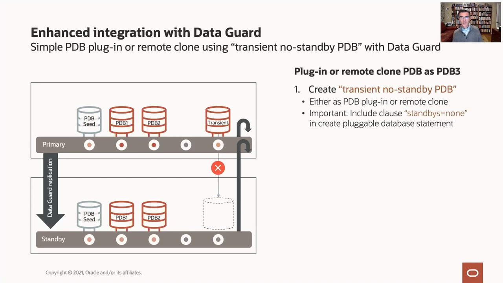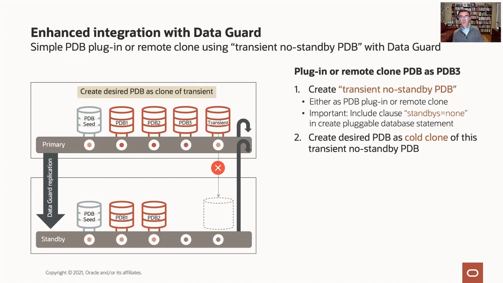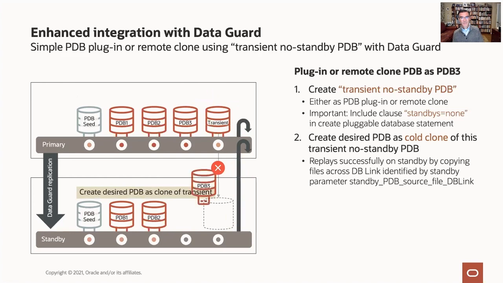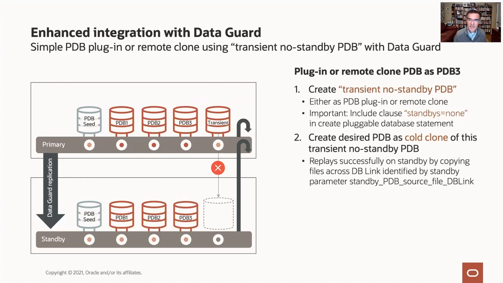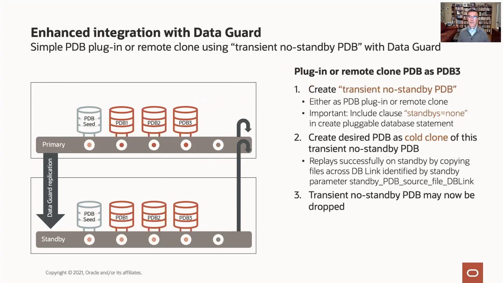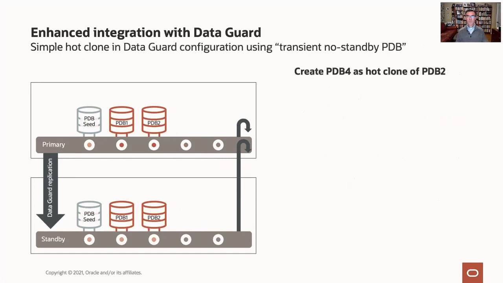Next, we create the desired PDB, PDB3, as a local cold clone of the transient no standbys PDB. This replays successfully on the standby by copying the PDB's data files across the database link identified by the parameter standby PDB source file DB link. And now the transient no standby PDB can be dropped. So what seemed to be a relatively complicated procedure is reduced to this simple 1, 2, 3.